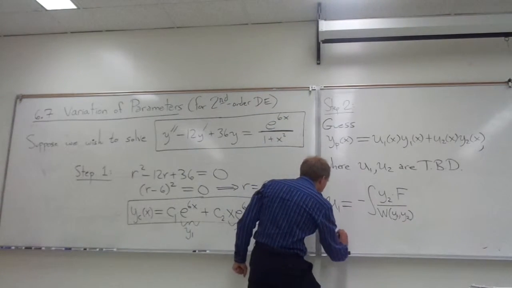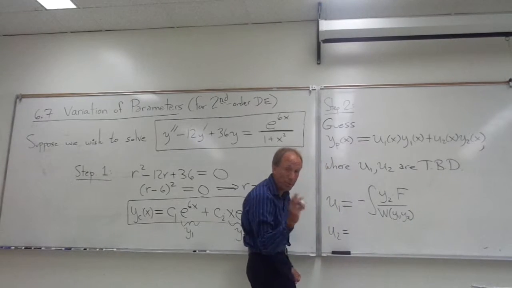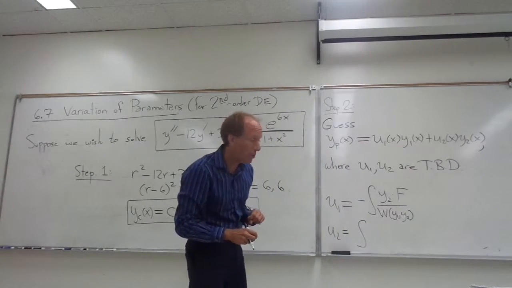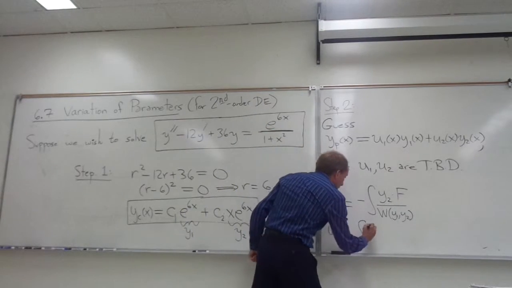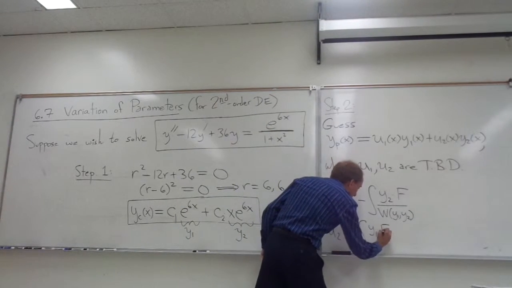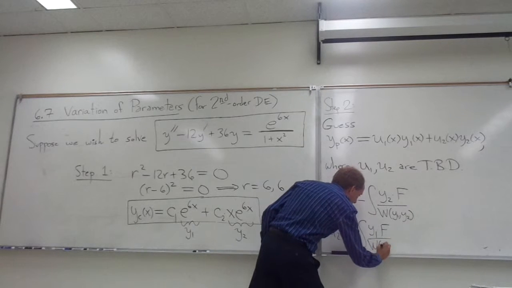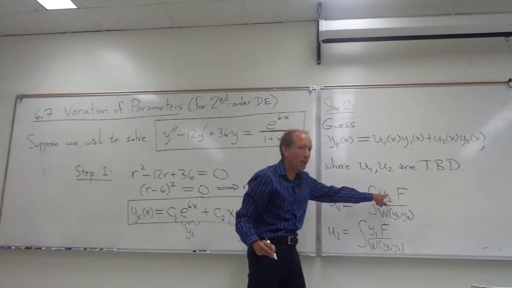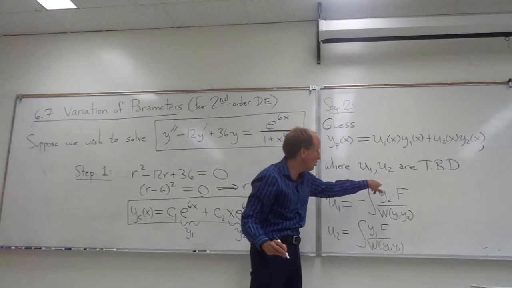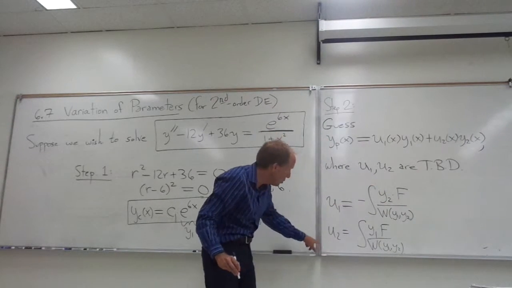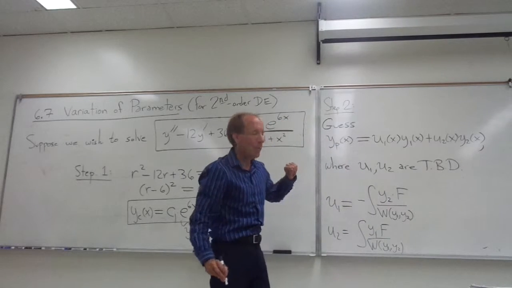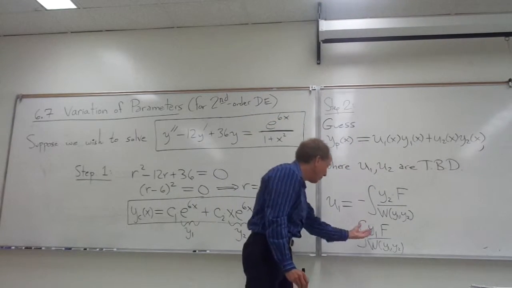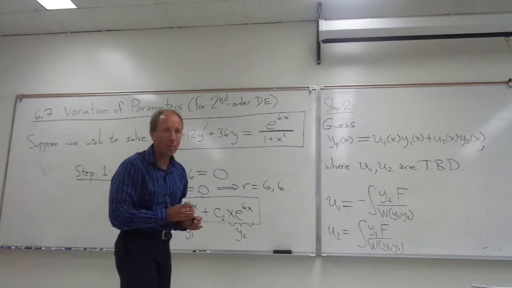And then the formula for U2 is similar, but not quite the same. First of all, there's no minus sign on the U2 function. And we're going to integrate y1 times f and divide by the Wronskian. So the way I usually remember this is just that the subscripts are opposite. The U1 goes with the y2, and the U2 goes with the y1. And we multiply by the function f in both cases on top, and the Wronskian ends up on the bottom in both cases.